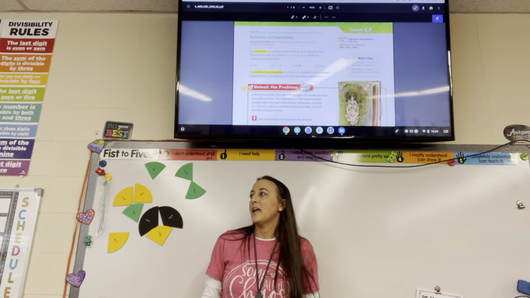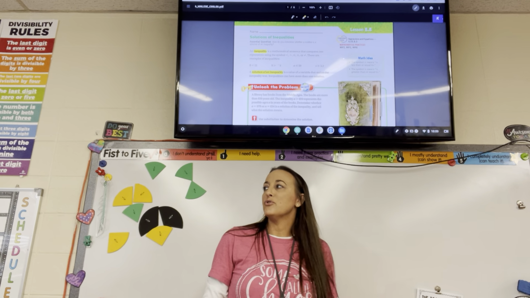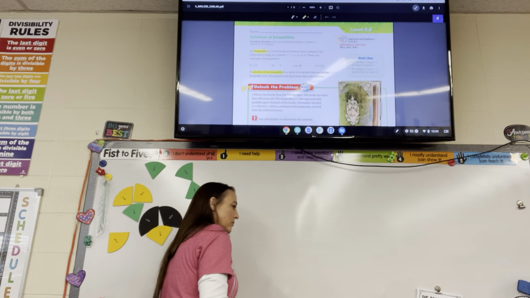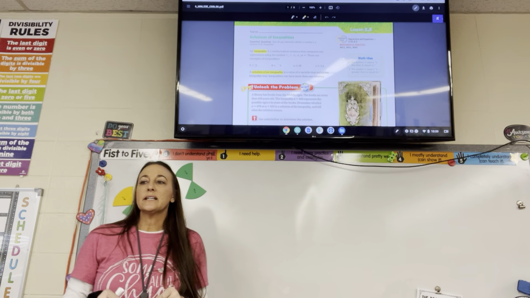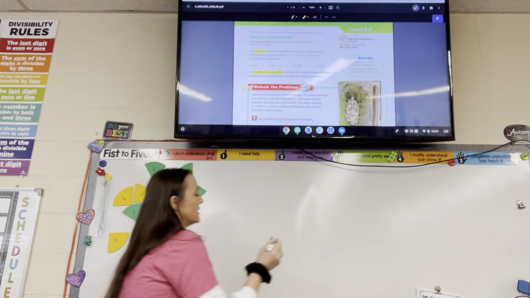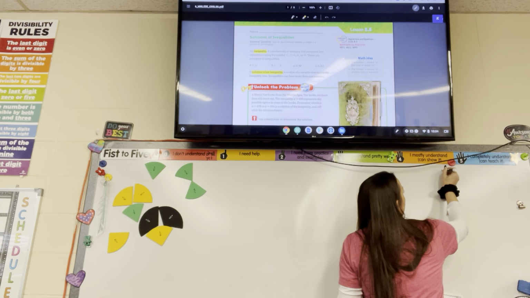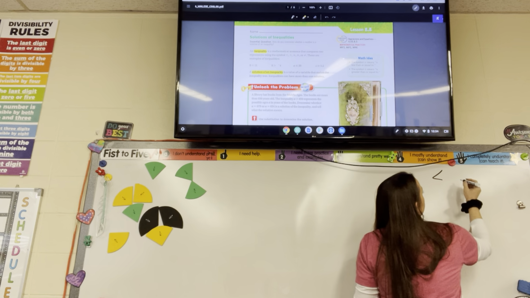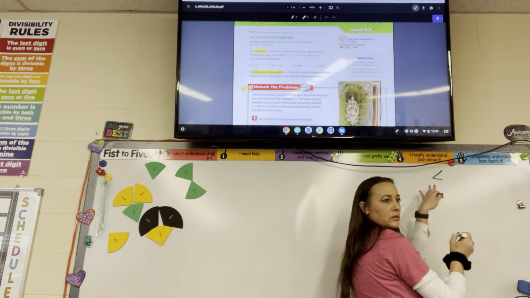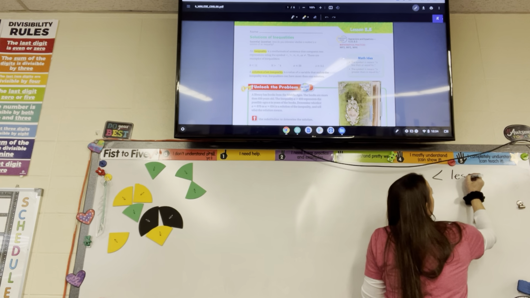Today we're doing lesson 8.8, find solutions of inequalities. Before we start this, there are 6 different symbols that you have to know what they mean. So let's write them over here. We have this symbol, which means what? Less than. It kind of looks like an L, so it means less than.